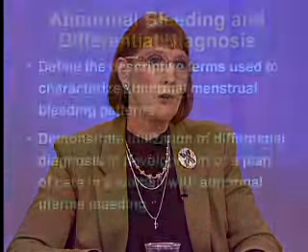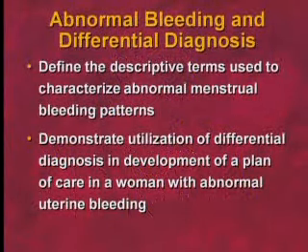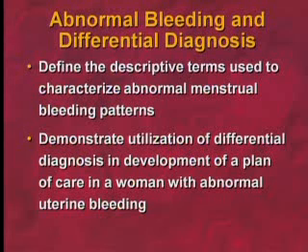We're going to switch gears here for just a second and talk a little bit about abnormal bleeding and differential diagnosis. The objectives are to define the descriptive terms used to characterize abnormal menstrual bleeding patterns and also to demonstrate utilization of differential diagnosis in development of a plan of care in a woman with abnormal uterine bleeding. I have no disclosures, and for all of us, I think that's the same.